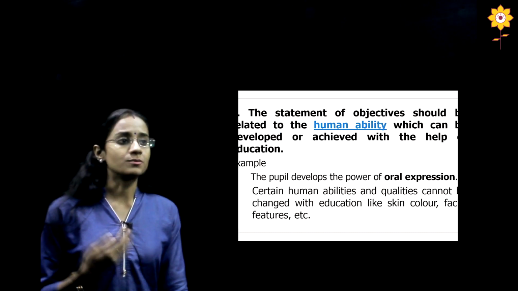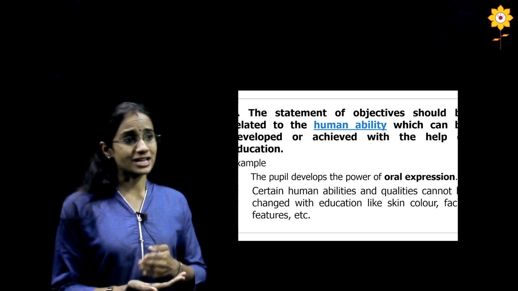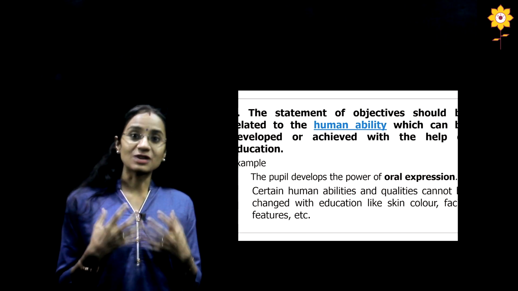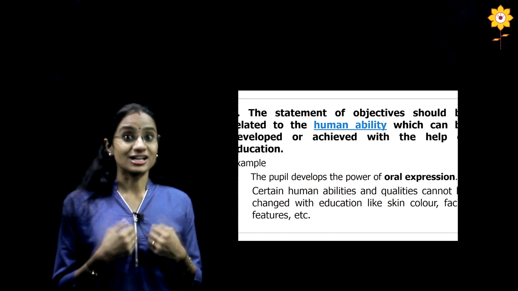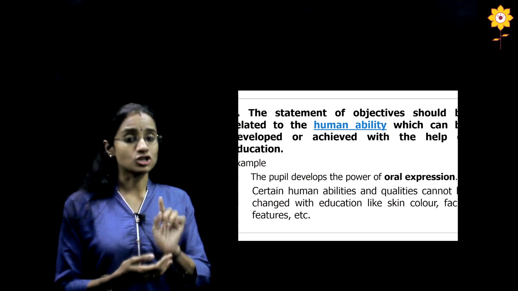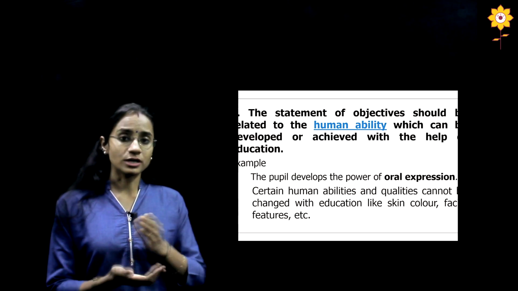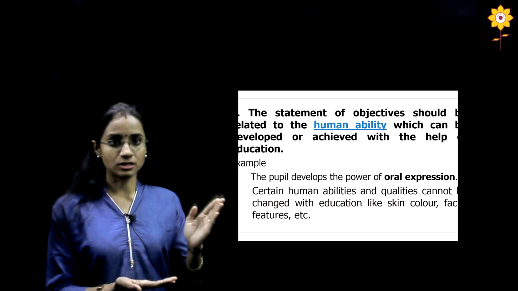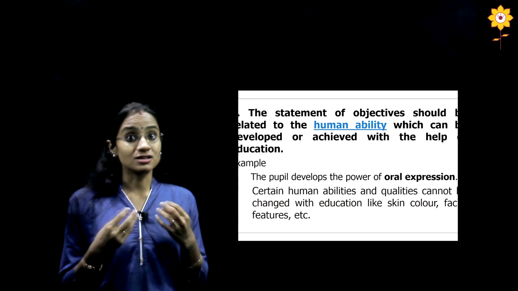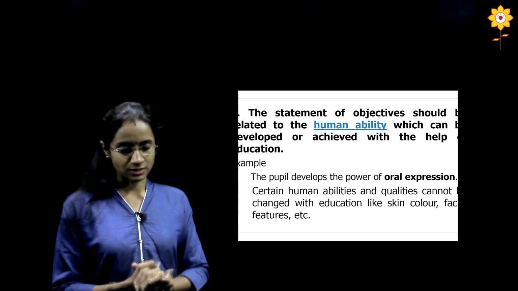Moving to the third one, the statement of objective should be related to the human ability which can be developed or achieved with the help of education. So it should be something which is achievable. Okay, so you cannot just randomly frame any objective. You should make sure that the particular objective that you have framed is achievable. So it should be a human ability. For example here, the pupil develops the power of oral expression. Oral expression is a human ability which can be developed through your teaching learning activity.